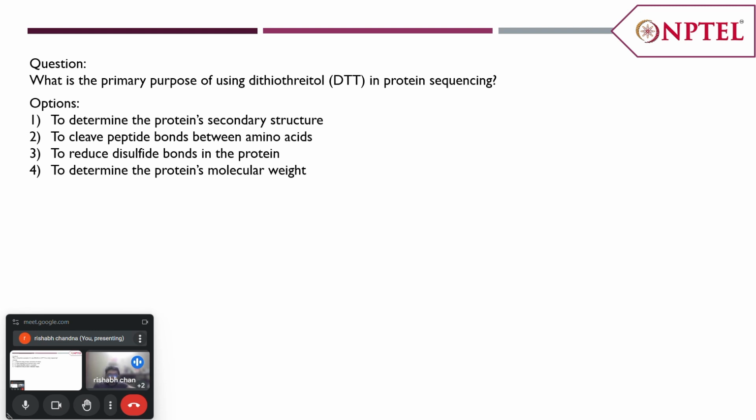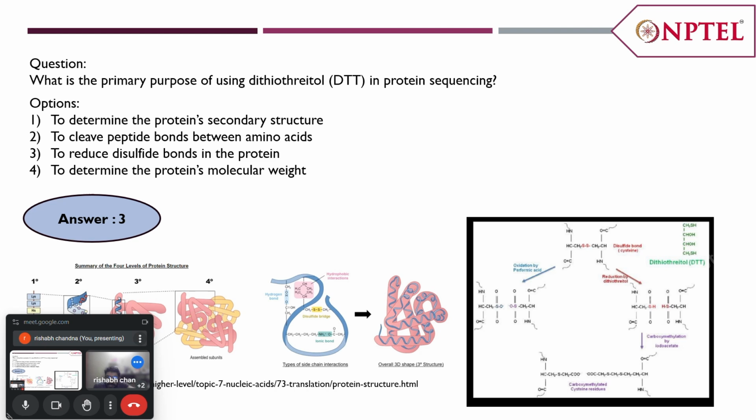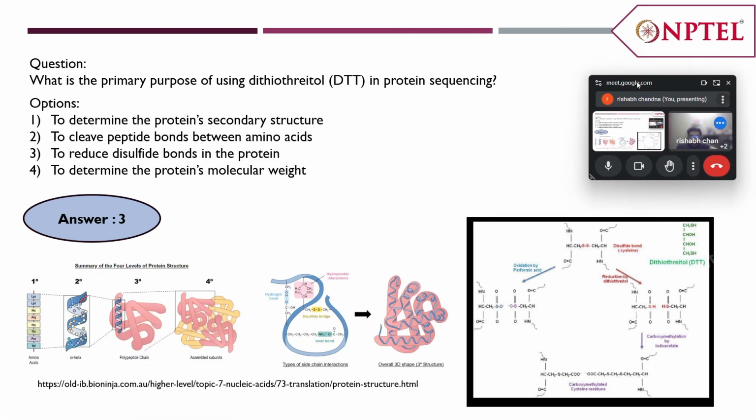Okay. So the correct answer is option number three, that is to reduce the disulfide bonds in the protein. And here is the explanation. Okay. So what happens whenever we are doing protein sequencing? As you all know, there are different layers of protein structure. Okay. So these are the four different stages or the four levels of protein structure that we generally study.